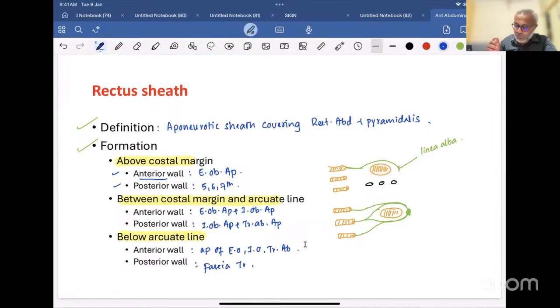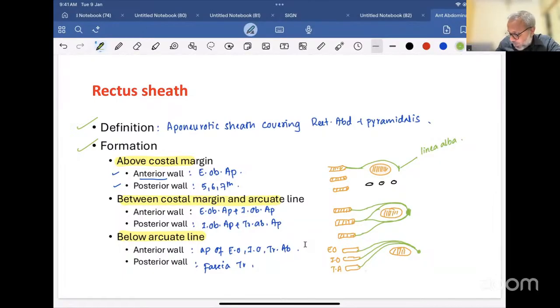Let's try to understand the formation now. So again, we have the rectus abdominis muscle. Let's imagine here we have the linea alba. Here again we have the external oblique, the internal oblique, and what do we have here? The transversus abdominis muscle. The aponeurosis of the external oblique receives the aponeurosis of the internal oblique and also the aponeurosis of the transversus abdominis, all of which get inserted to the linea alba.